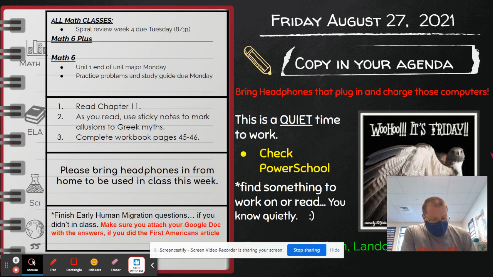All right. For Math 6 Plus, they just took their test yesterday. So we started ratios today, and we'll be continuing ratios into next week. On Thursday, they will be doing their practice problems for the beginning of the unit and their study guide on Friday for the beginning of the unit for ratios for Math 6 Plus.